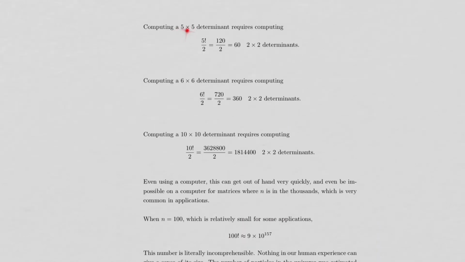A 5x5 determinant will require 60 2x2s. A 6x6 will require 360. And if we jump up to a 10x10, which is a small matrix by modern standards, it requires 1.8 million 2x2 determinants. This is too many. This is too many to do, certainly by hand, and even on a computer, this could take some serious time.